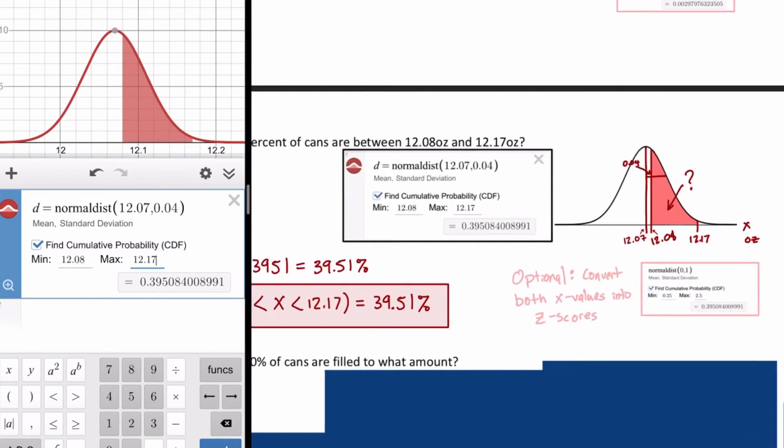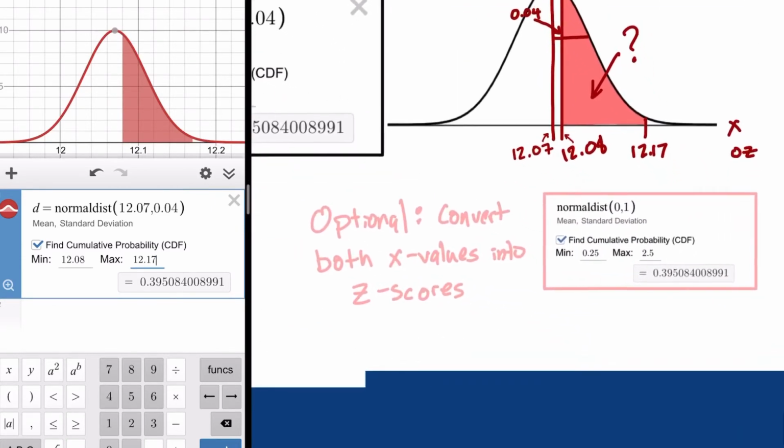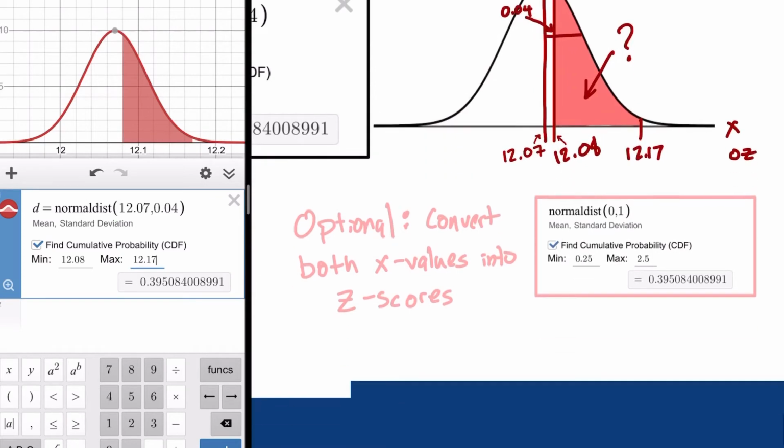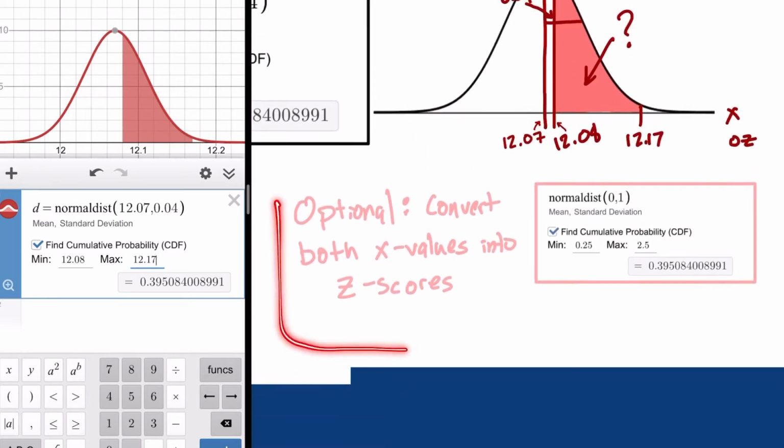And if you wanted to do this with z-scores, you can just convert them into z-scores as well. I didn't show you this time, but do the conversion math and then type in the first z would be 0.25, and the second z would be 2.5. So from 0.25 to 2.5 is that same area.